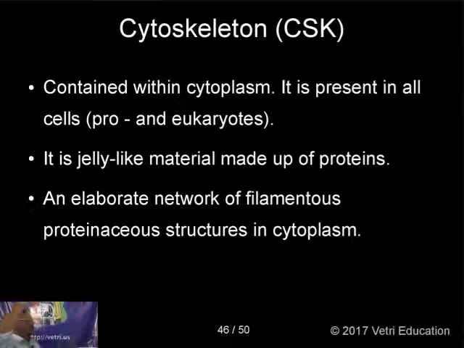The cytoplasm is present in all cells, prokaryotic and eukaryotic. The cell contents are found in it. It's a jelly-like material made up of proteins. An elaborate network of filamentous proteinaceous structures is found in the cytoplasm. Those are called microtubules, which I will tell you about later.